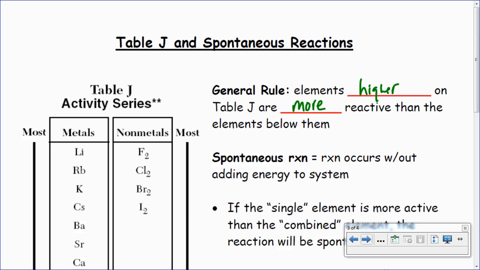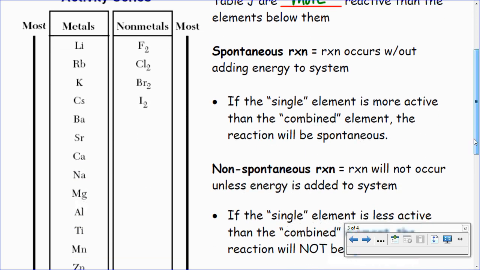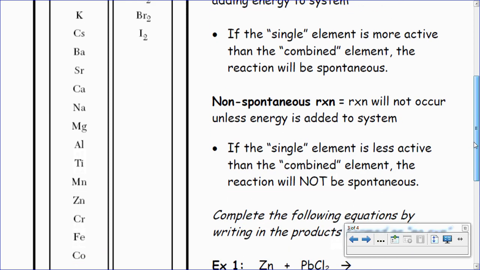A spontaneous reaction is a reaction that occurs without adding energy to the system. So usually these are exothermic reactions that have no activation energy. Now, if the single element is more active than the combined element, the reaction will be spontaneous. A non-spontaneous reaction will not occur unless energy is added to the system. So if the single element is less reactive than the combined element, the reaction will not be spontaneous.